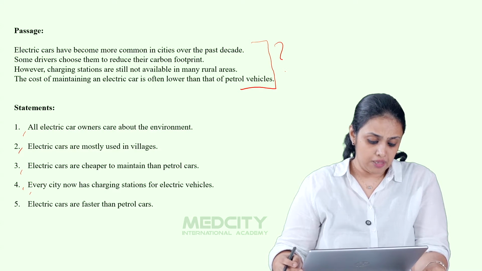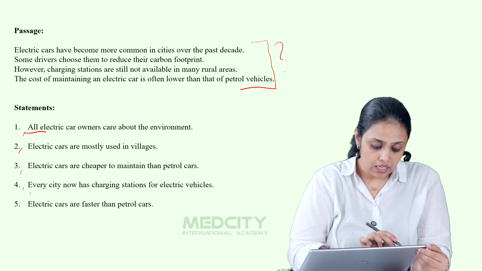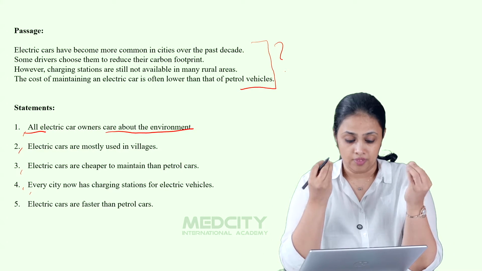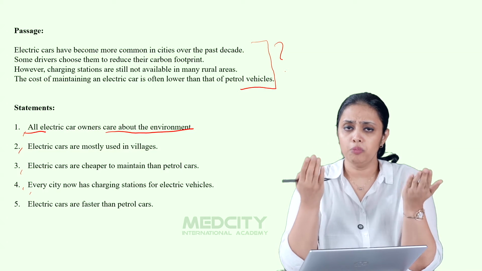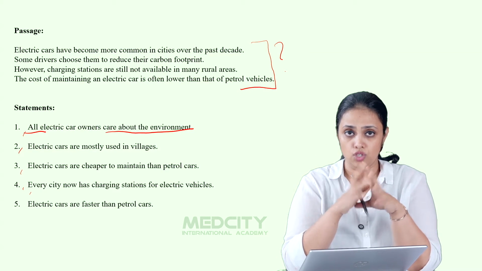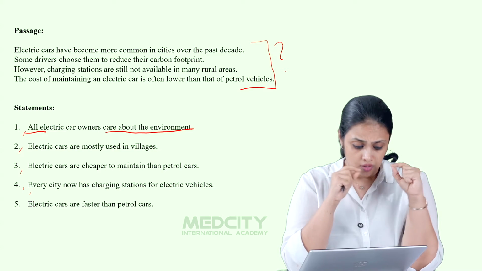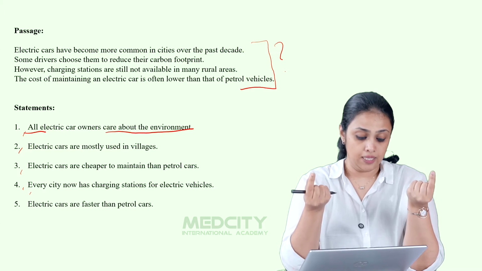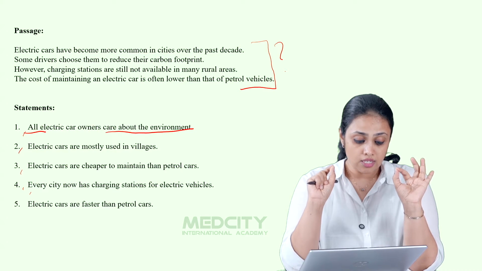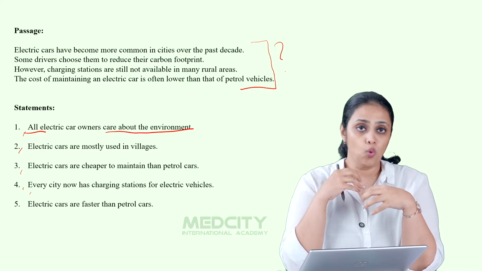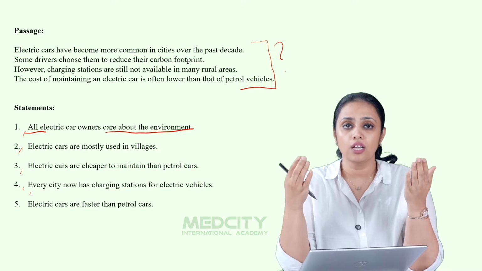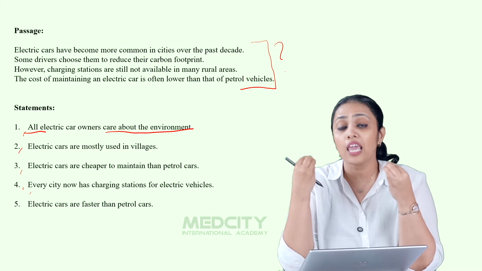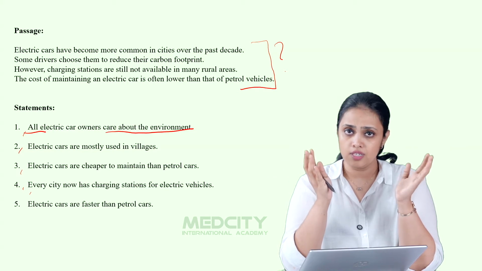The first statement says that all electric car owners care about the environment. So think of the meaning. What do you mean by statement? It's a declarative sentence. You're saying something for sure. Now, what is statement 1 trying to declare? All electric car owners care about the environment, which means that whoever owns an electric car is concerned about the environment. That is the meaning of this statement.